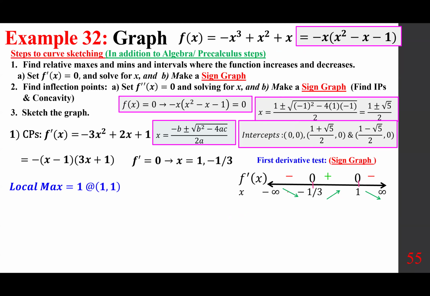What about local minimum? Local minimum at x equals minus 1/3. But you need to have both coordinates. So you have to put it back into the original function and evaluate. So f of negative 1/3 is minus negative 1/3 cubed plus negative 1/3 squared minus 1/3. This is negative 1 over 27. This makes it positive 1 over 27. This is positive 1 over 9. This is minus 1/3.